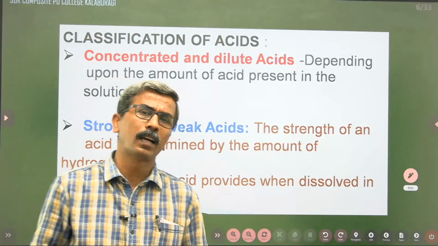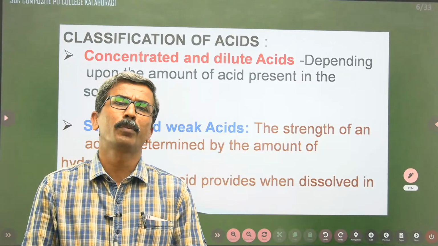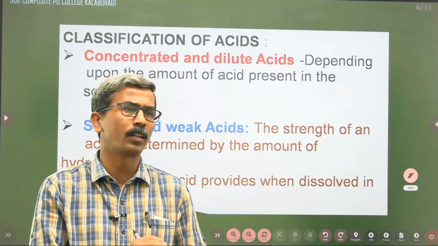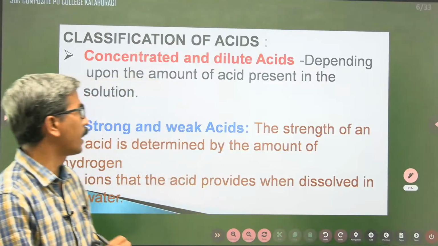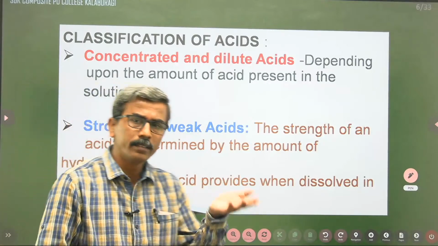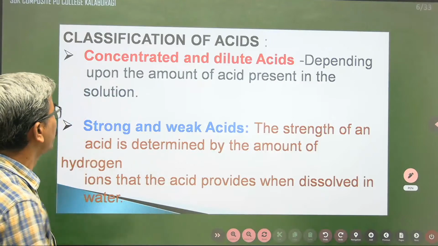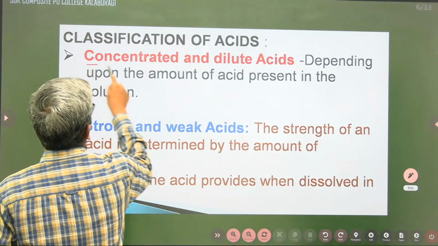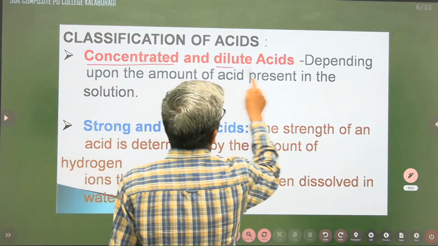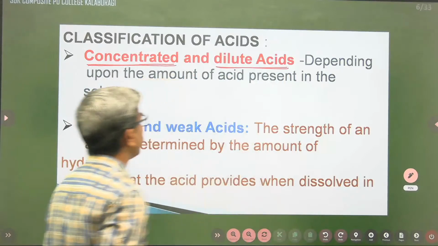Whereas the acids which we are obtaining from minerals, from rocks and all these things, we are going to call them inorganic acids. Now once again, these acids have been further divided into concentrated and dilute acids. So, concentrated and dilute acids.